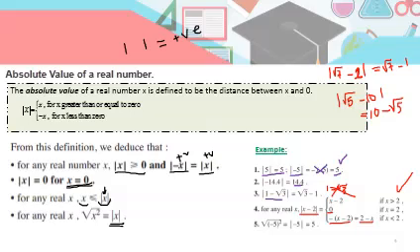And now radical minus 5 squared is the same as the absolute value of minus 5, which is 5, because the square here will get rid of the minus, since it's an even power.